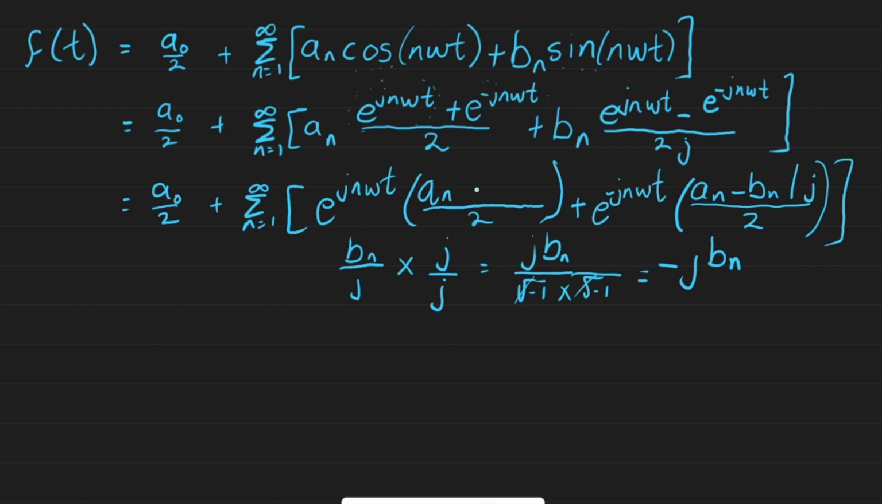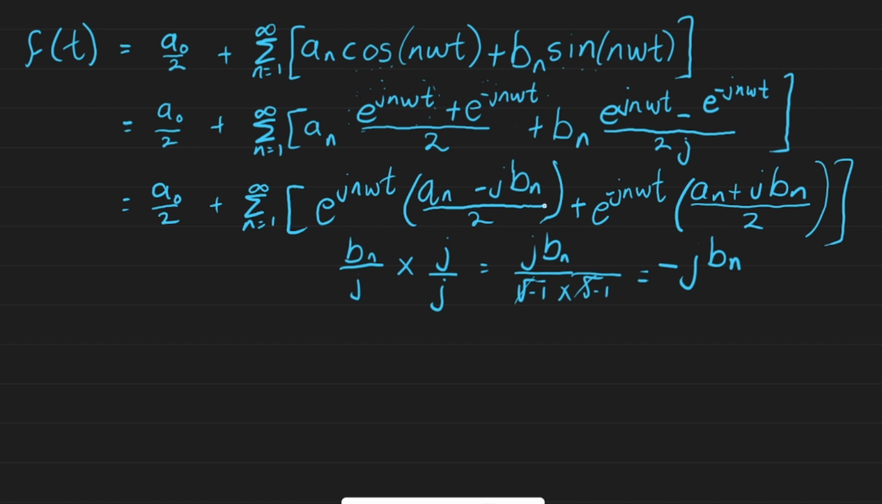We can just write minus j bn. And it's the same here as well. A minus and a minus give us a plus, so we write plus there, and this gives us j bn. So we essentially have an interesting form of the Fourier series at this stage, and we can see that we have conjugates inside this expression. We have an minus j bn here, and we have an plus j bn here.